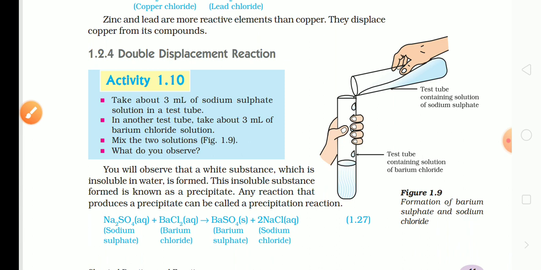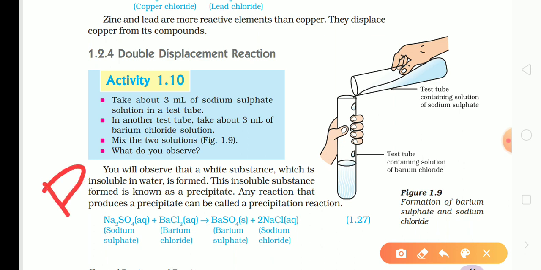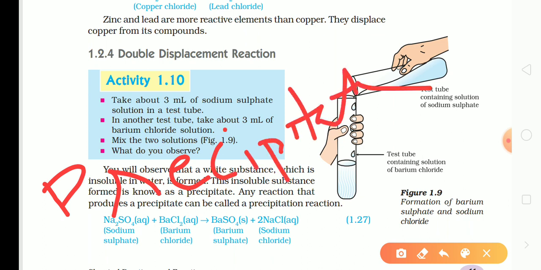Double displacement reaction. Okay, and while doing this, you can see an insoluble substance appearing in the test tube. And insoluble metal compounds are called precipitate. Never ever forget these things. Insoluble metal compounds are called what? Yeah, precipitate.